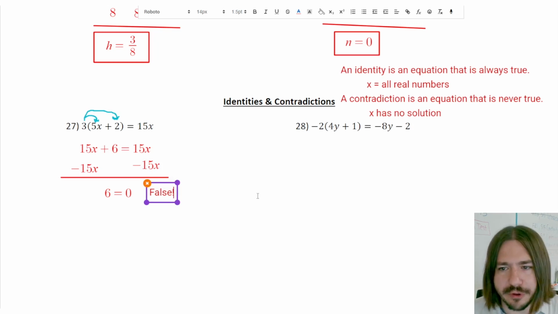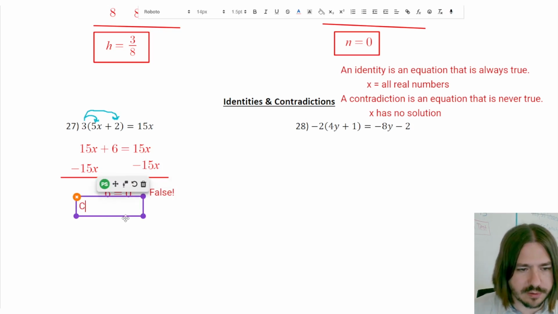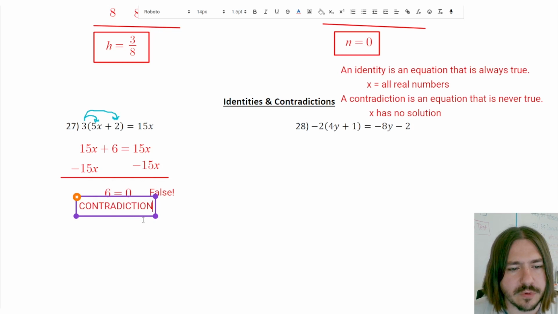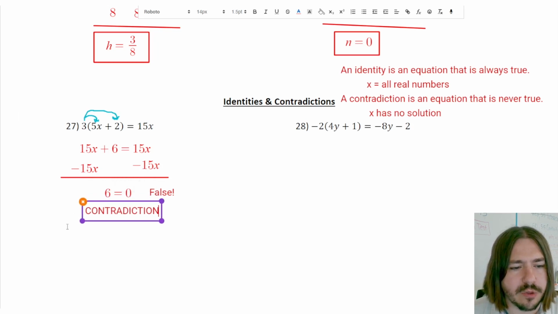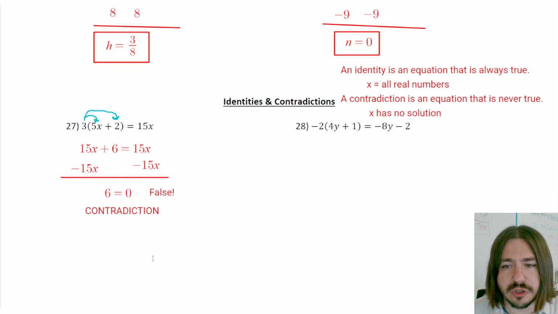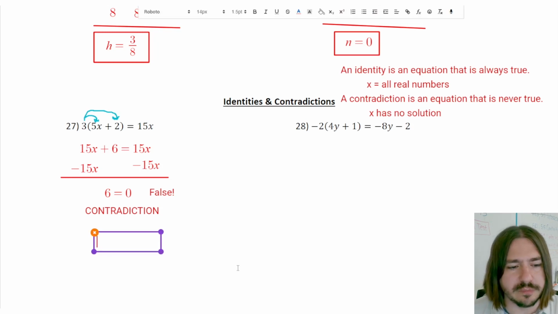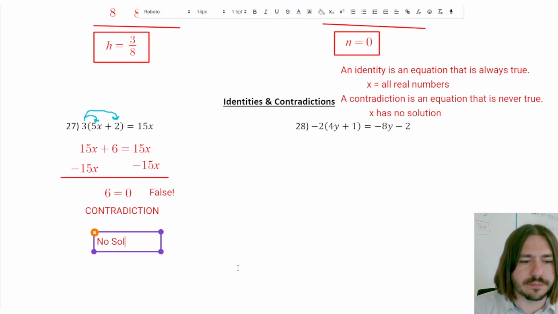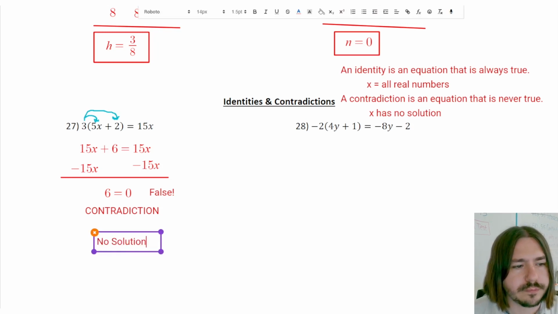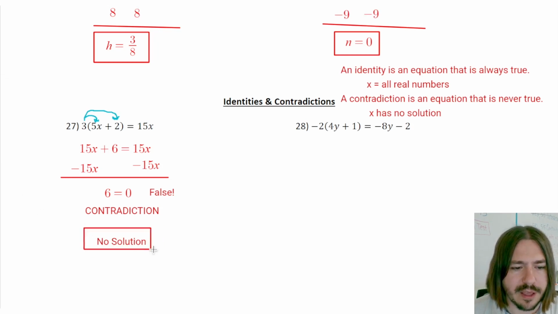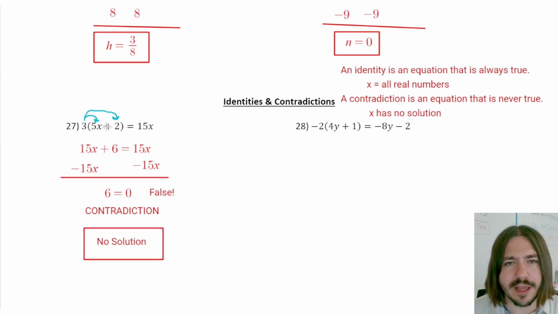That's never going to be true, okay? So that means that what we have here is a contradiction. 6 cannot equal 0. And so the way we're going to state our solution set is there's just no solution. So we'll just say there is no solution. There's no value that we could plug into x to make that true.